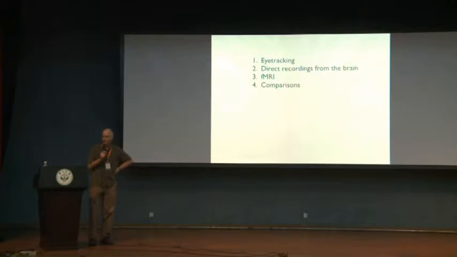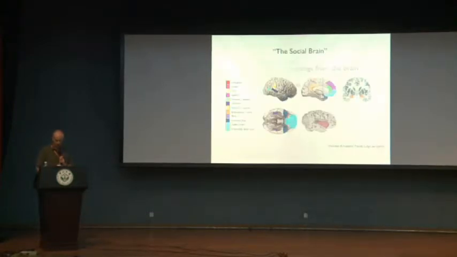And so here's the menu of what I will be showing you. I will begin with just some behavioral. First there'll be a little introduction and review of some things. Then I will tell you about eye tracking studies in people with autism. Then about direct recordings through electrodes in surgical patients from the brain in people with autism, and fMRI briefly, and then make some comparisons to other clinical populations.